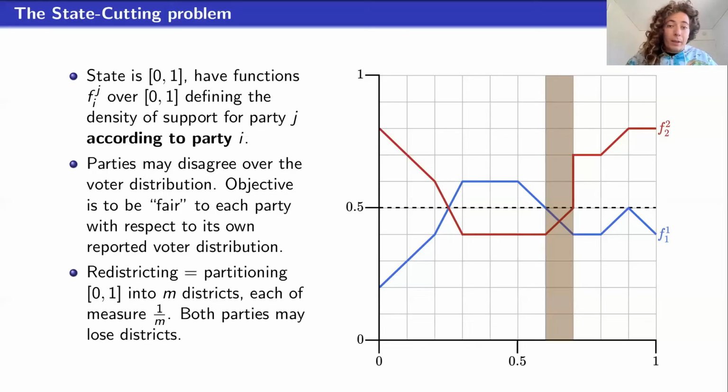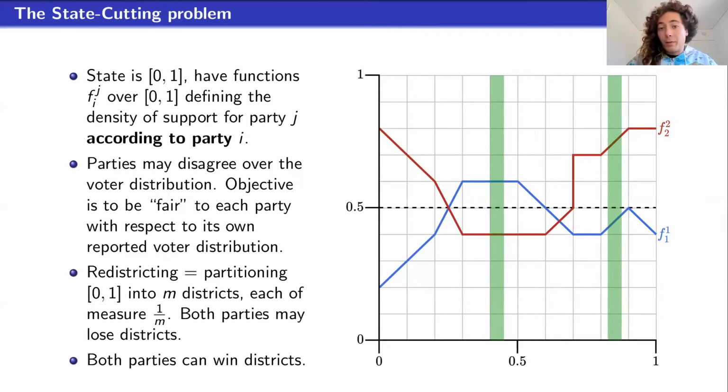So redistricting, as you might imagine in this model, is partitioning the state into some fixed number m of districts, each of measure 1 over m. And we're allowing these districts to be finite unions of intervals, so not necessarily connected. And in this running example, I'm going to take m to be 10. So this is one valid district. It's an interval from 0.6 to 0.7. You're allowed to have unions of multiple intervals, but this one happens to be a single interval. And notice that an interesting feature of this disagreement is that both parties might think they're going to lose a district. In this case, if you just look at the average value of both density functions, they're less than 1/2 over this interval. So both parties would think they're going to lose this district.